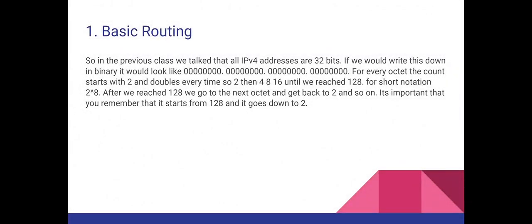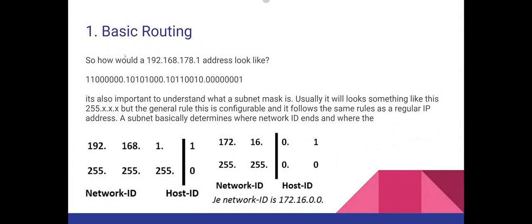So we already talked about in the last lesson that an IPv4 address consists of 32 bits. And 32 bits would look like something like this. So 8 zeros, 8 zeros, 8 zeros, 8 zeros. Every time you go to the next zero, you go from 2, 4, 8, 16, up to 128, eventually. So 2 to the power of 8. Let me give an example, as you can see here.